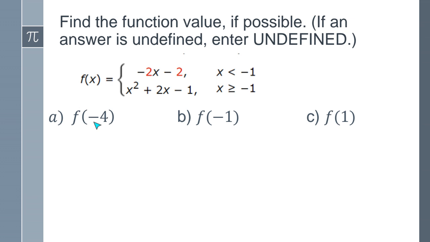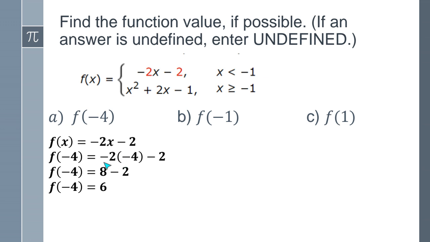So if x is -4, does it fall in the first equation or does it fall in the second equation? So -4, is it smaller than -1 or is it greater than -1? Okay, so that's what you want to ask yourself. So -4 is smaller than -1. So we're going to use this first equation. So I'm going to have f of x is equal to -2x minus 2. Wherever I see an x, I'm going to replace it with a -4. -2 times -4 is +8. Minus 2 is going to be 6.